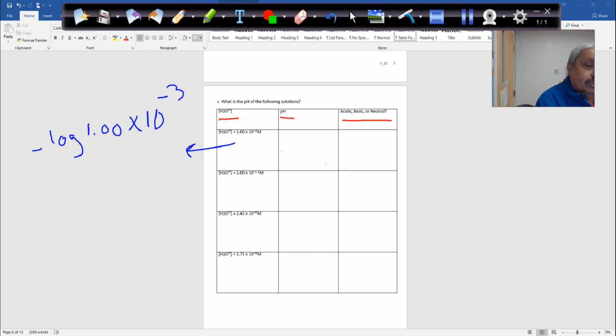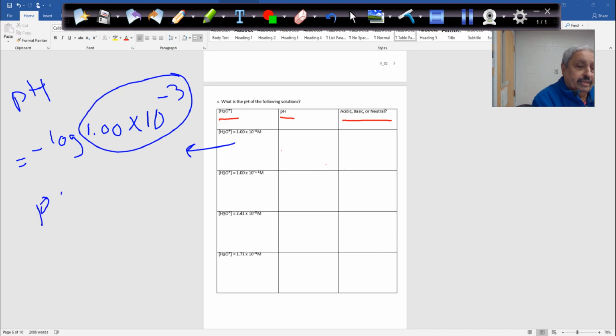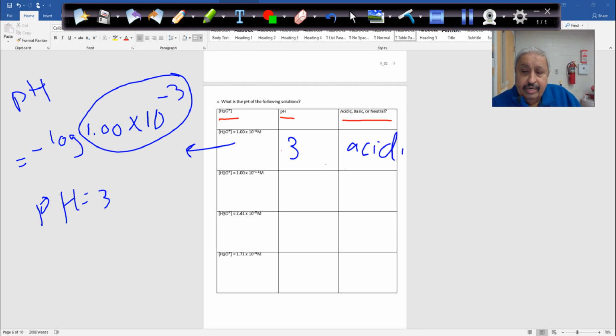Minus log, okay? So that's the pH. Minus log of this. What will the log of this be? The pH is 3. So here it is, we'll put the pH is 3. Is it acidic, basic, or neutral? It is acidic.